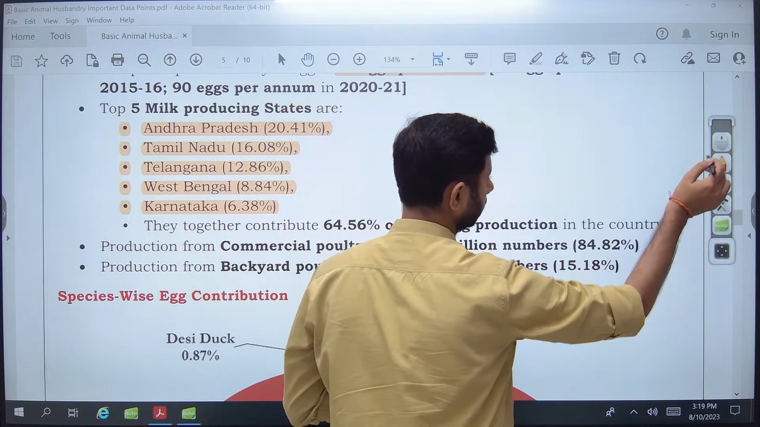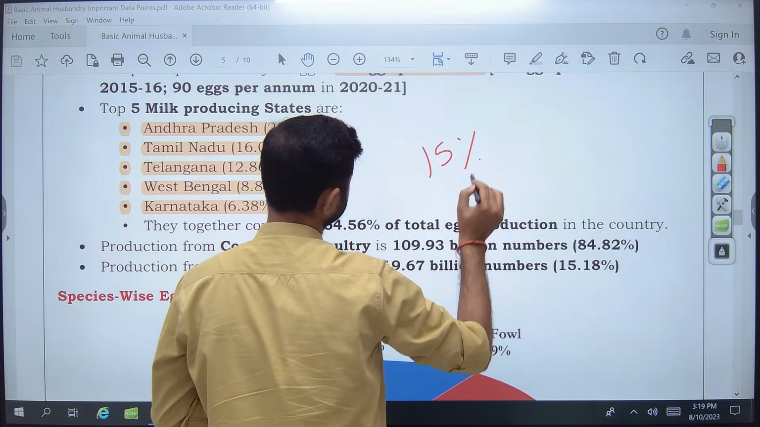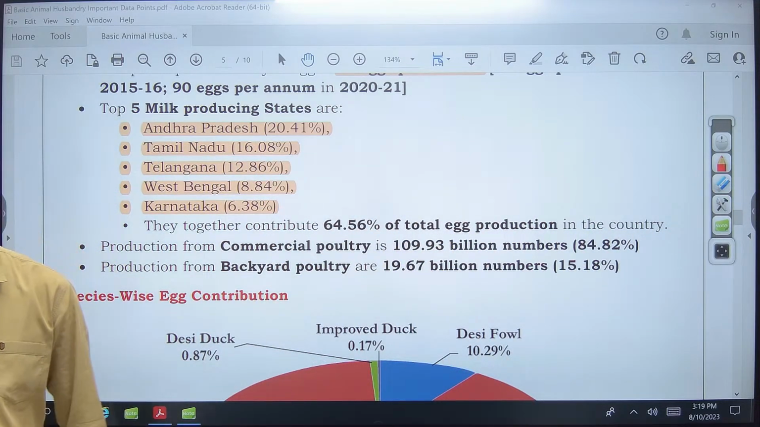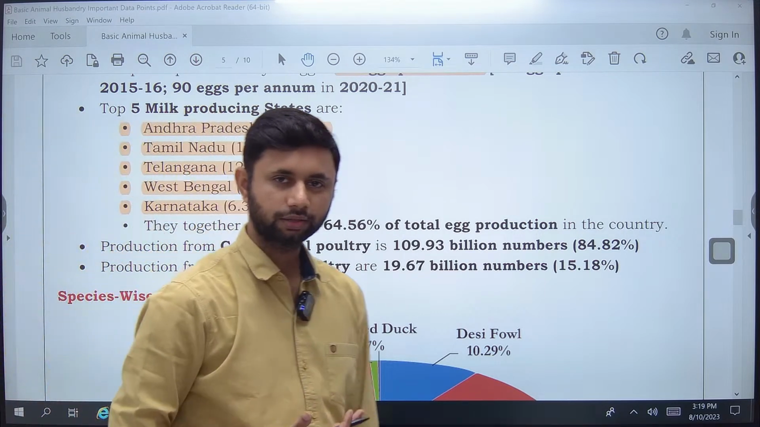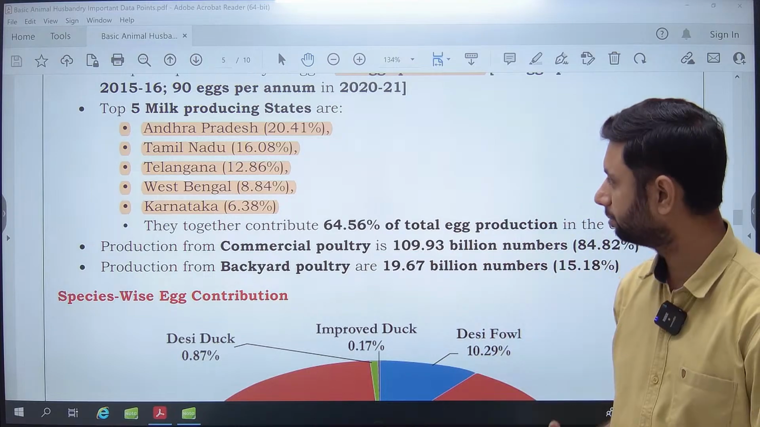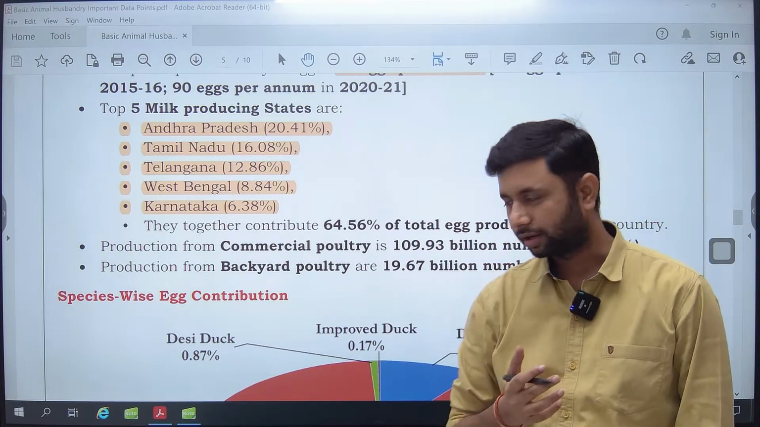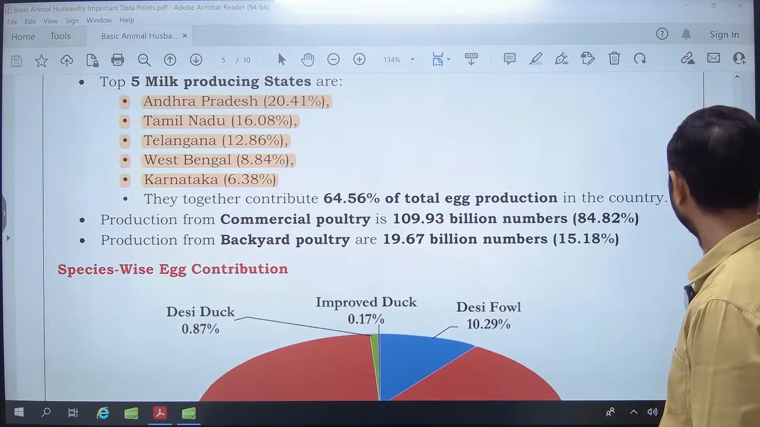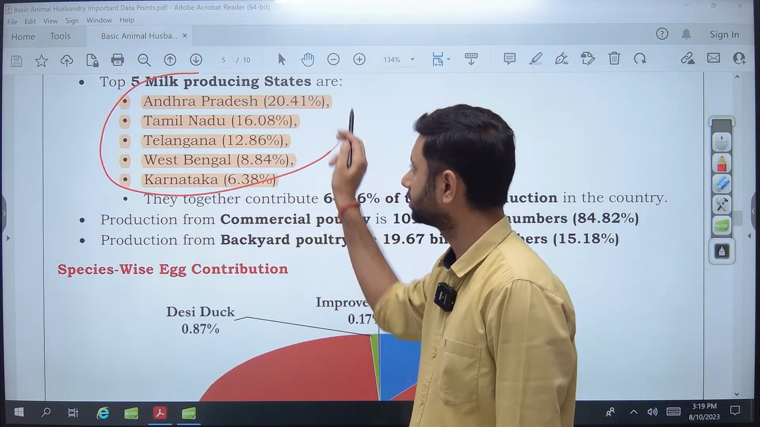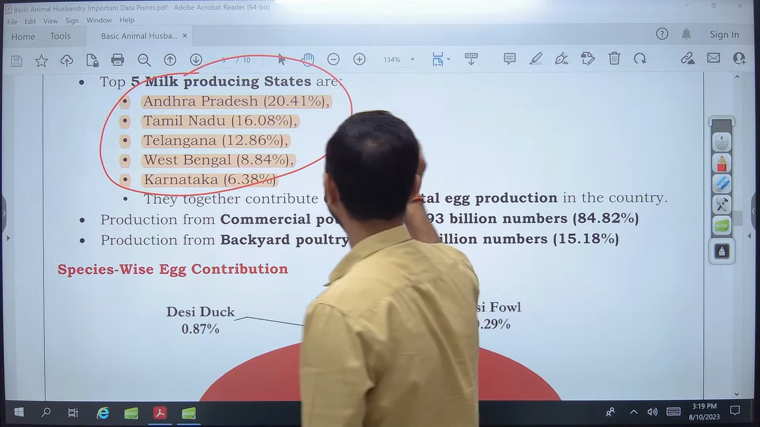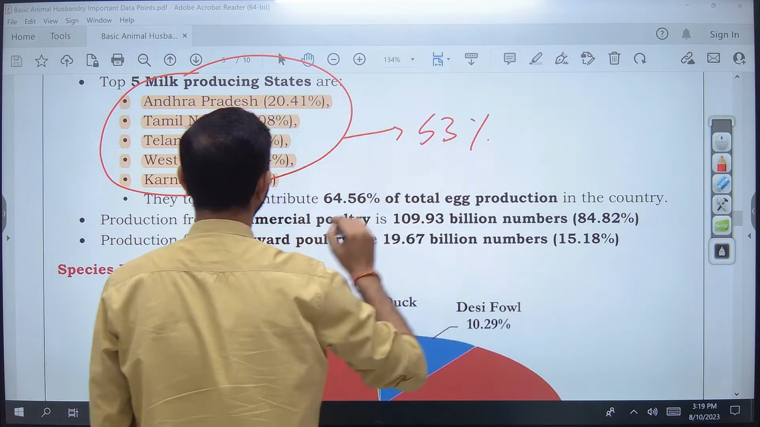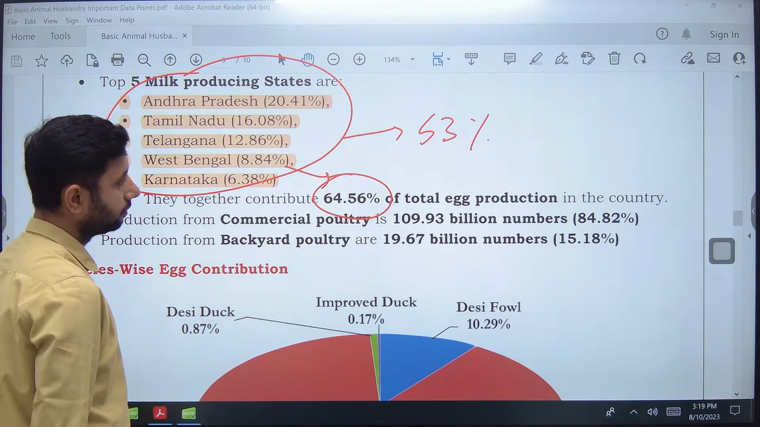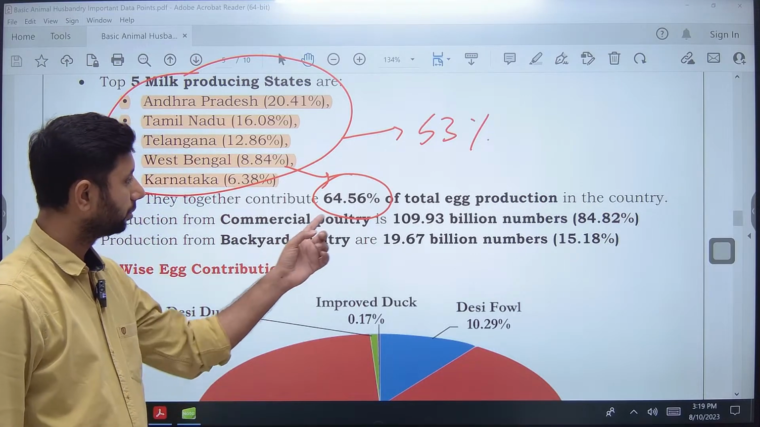Yes, Kirti, it was around 50%. Good. At least if we have an idea of nearby how much that contribution was, then we will be much more able to take the correct answer, since most of the options are already there. And previously we discussed top 5 milk producing states contributed 53%, and in case of eggs, top 5 egg producing states contribute 64.56%. Okay, so remember this data also.